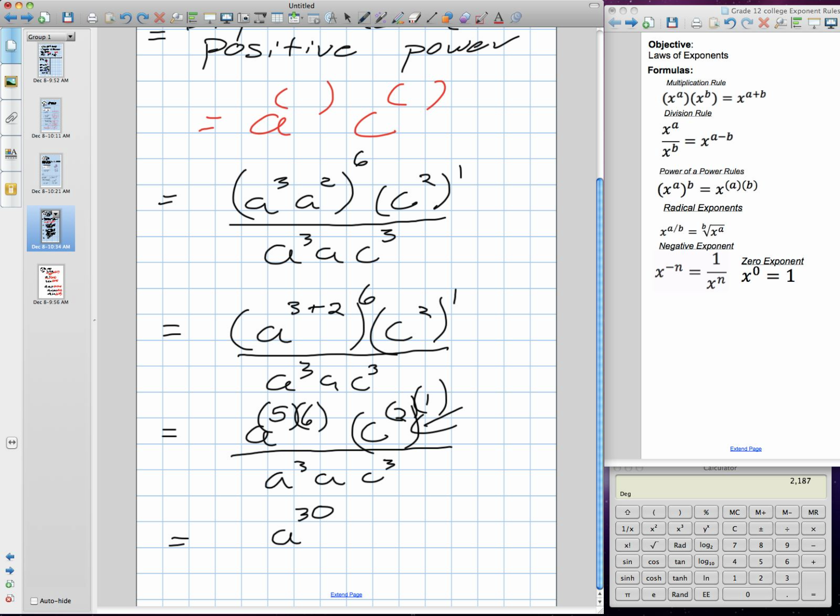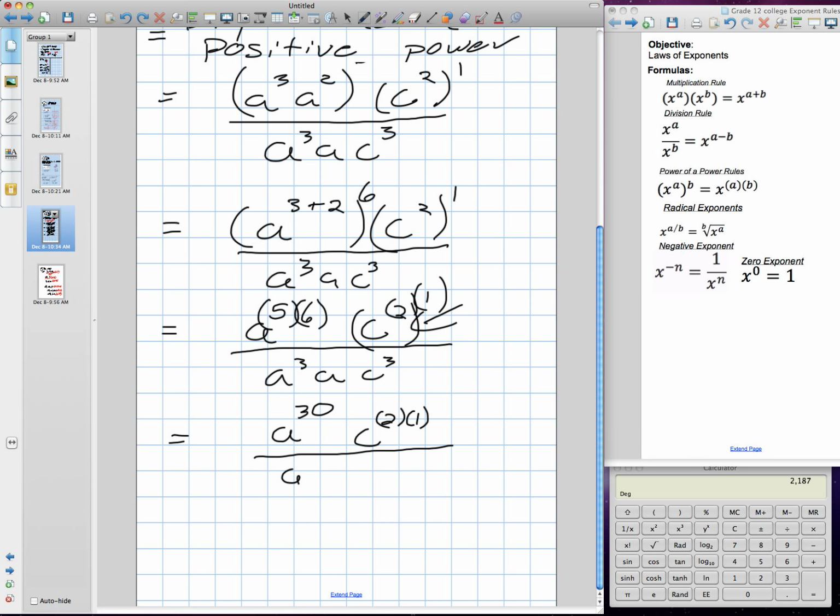We have C to the power of 2 times 1, divided by A cubed, A, and C cubed. What is 2 times 1? 2. Very simple. So on the top of our fraction, we've simplified as far as we can go so far. A to the power of 30, C to the power of 2.